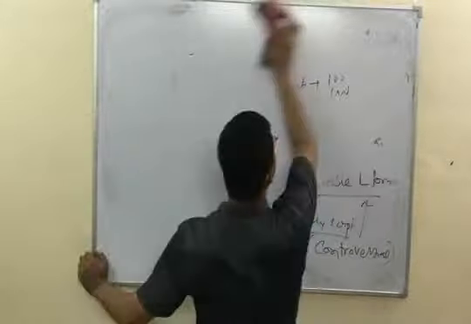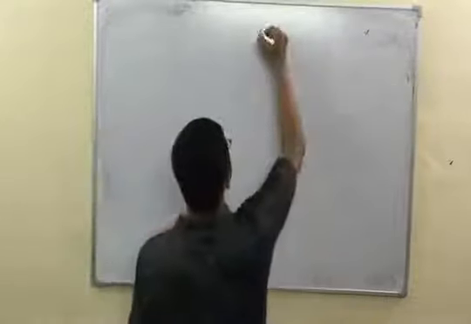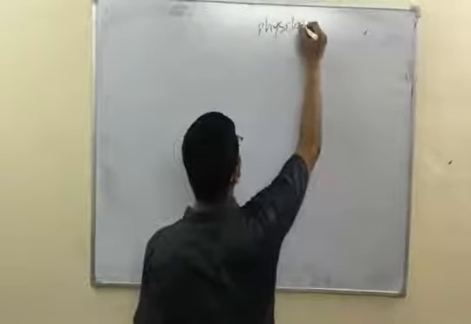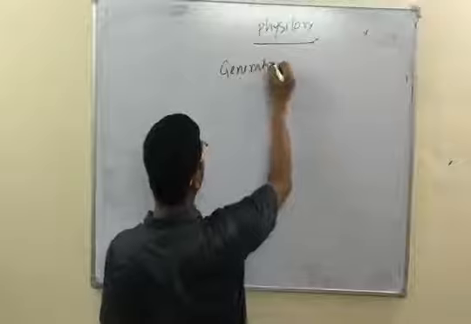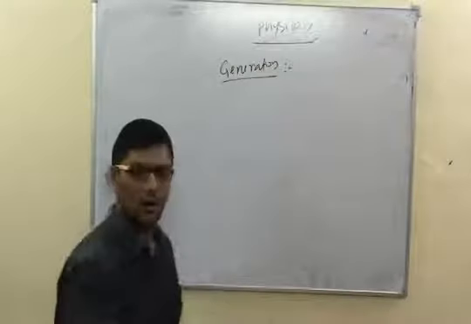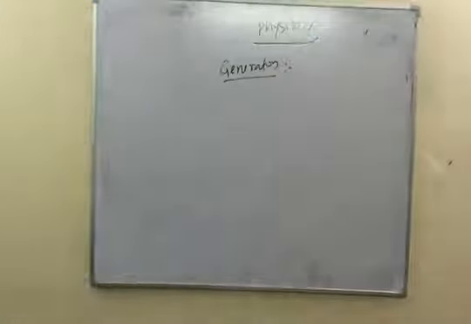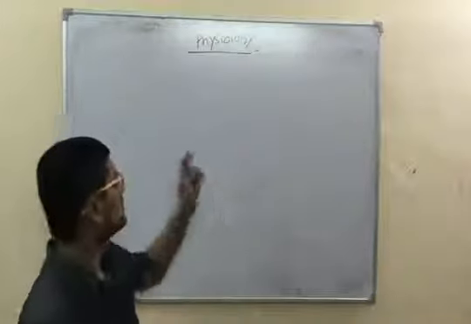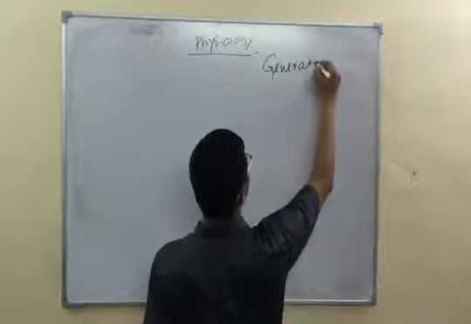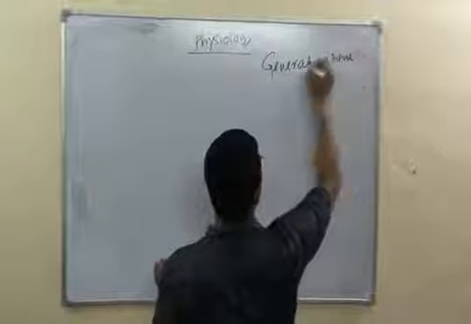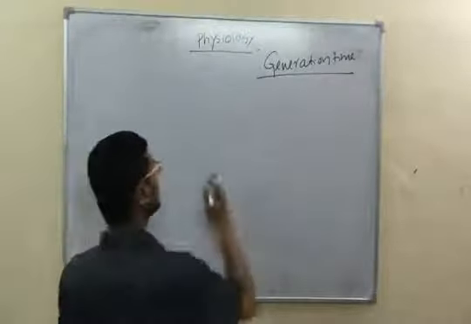So this is all about various structures of bacteria. Now we'll discuss the physiology of bacteria. What is generation time? Generation time is the population multiplication time. It is the minimum time for the bacteria to divide and multiply into double the number.